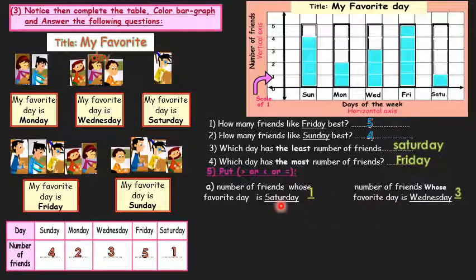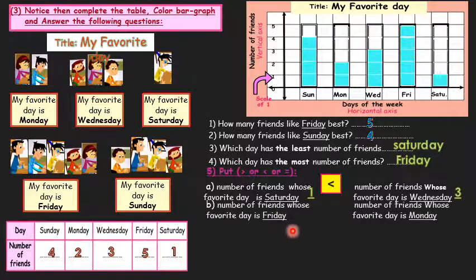So what is the sign here? Is it bigger than, less than, or equal? 1 is less than 3, so what will the answer be? 1 is less than 3. Excellent. Another question. Number of friends whose favorite day is Friday. Where is Friday? Here 5, so I will write here 5.